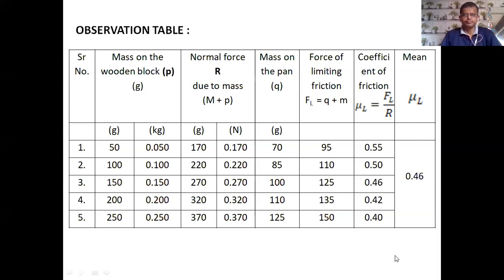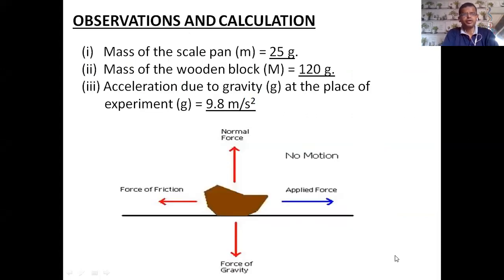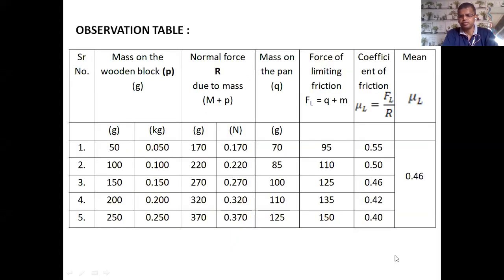So next column, force of limiting friction. That time we use the mass on the pan plus small m. Small m means the mass of the scale pan, which is 25 gram. So 70 plus 25, definitely the answer is 95.